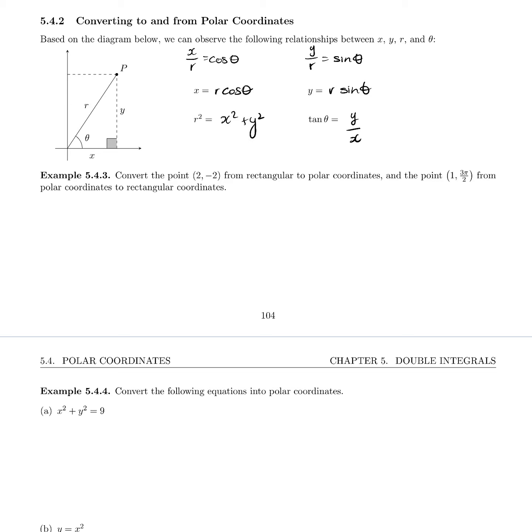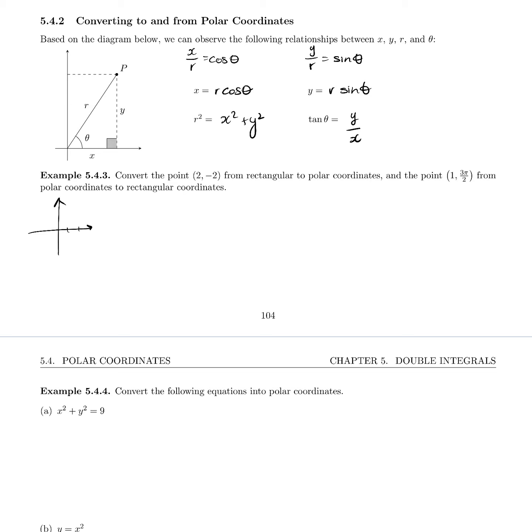In example 5.4.3, we're going to convert points from rectangular to polar coordinates and vice versa. And then on the next page, we'll convert equations from polar to rectangular and from rectangular to polar. Starting with the first of the points, 2, minus 2, which we're asked to convert from rectangular to polar coordinates, let's plot that point first.